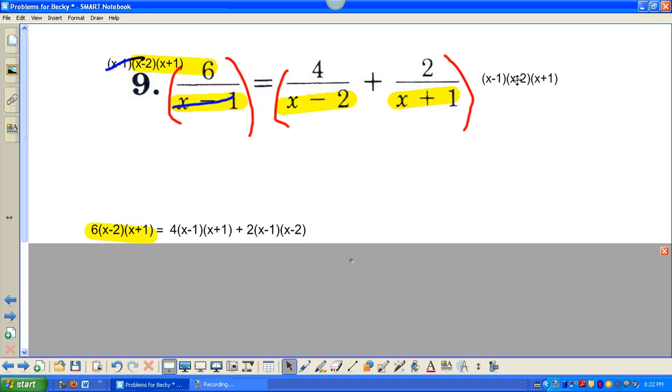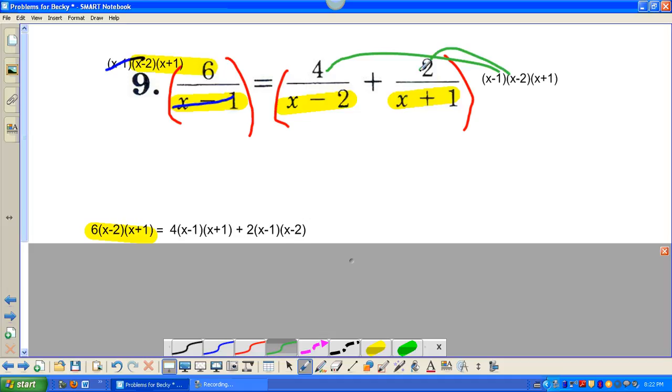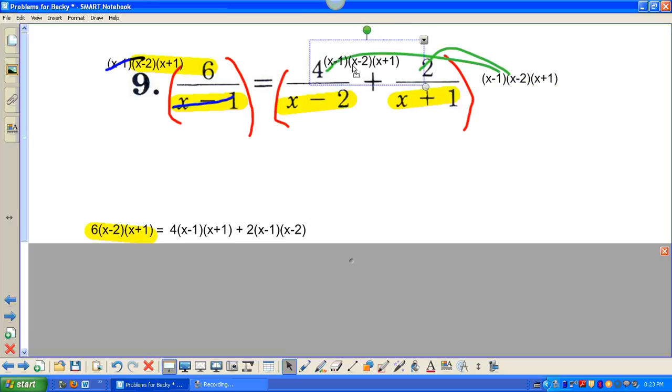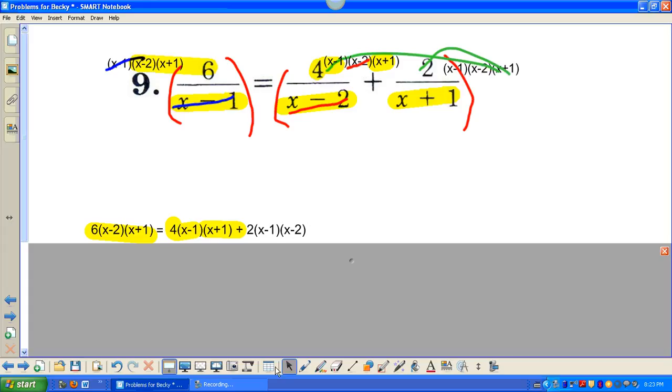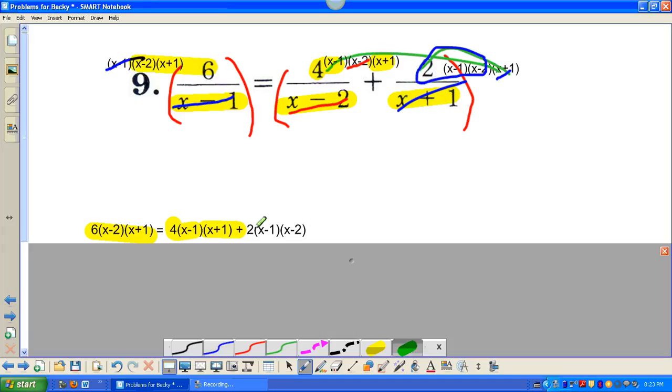On the right-hand side, I'm going to have to distribute that to both this term and this term. When I multiply it times this term, the common factor is x minus 2. And so what I'm left with is 4 times x minus 1 times x plus 1. When I distribute the x minus 1, x minus 2 to the second term, the common factors that cancel are the x plus 1s. So I'm left with 2 times x minus 1 times x minus 2, which is denoted here.